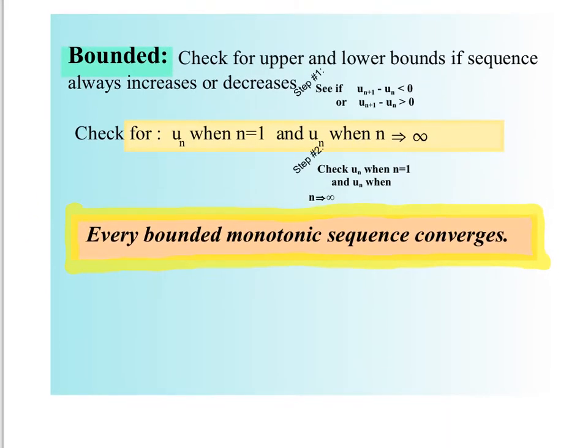Okay, so we now know how to check whether a function or a sequence, depending on what form it's in, is monotonic increasing or monotonic decreasing. Now we need to check to see if it's bounded. So all that you do, step 1, is check to see if it is increasing or decreasing, monotonic. And then the second step is we're going to check what the value is when n equals 1, and then we're going to check to see what happens as it approaches infinity.